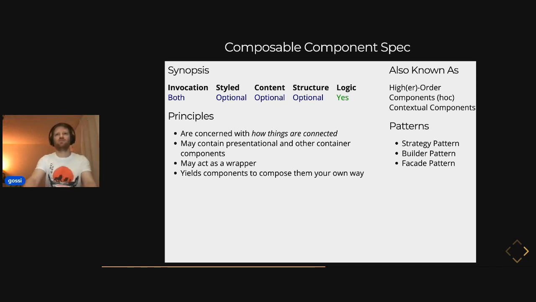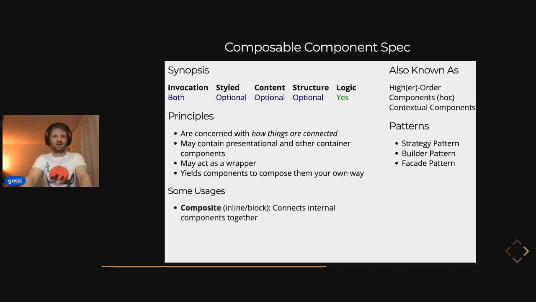For the patterns that it may implement, they may use the strategy pattern, the builder pattern, or the facade pattern. Then I looked a bit more into it and found some usages as we've seen them in Ember apps already today. The first one is that they act as a composite, where it connects internal components together. Second is that they act as a kit. So block only, and then they yield some construction kit for you to compose the contents as you wish.